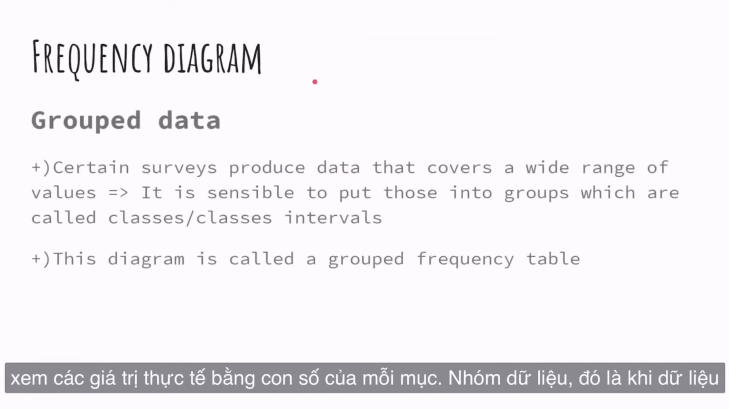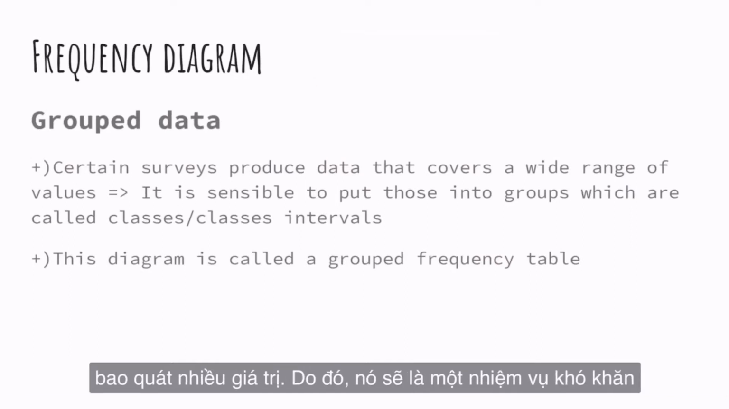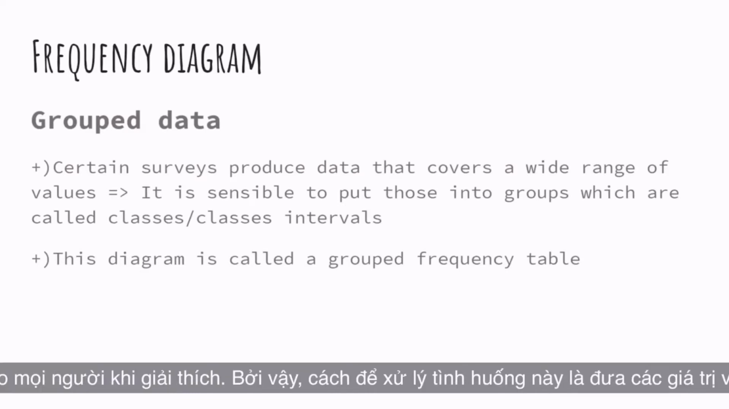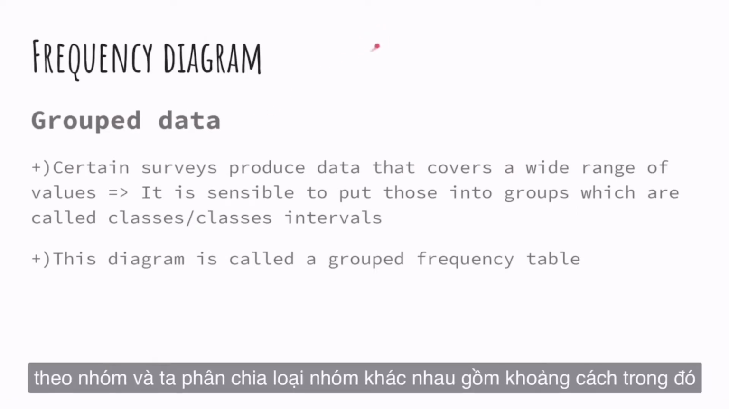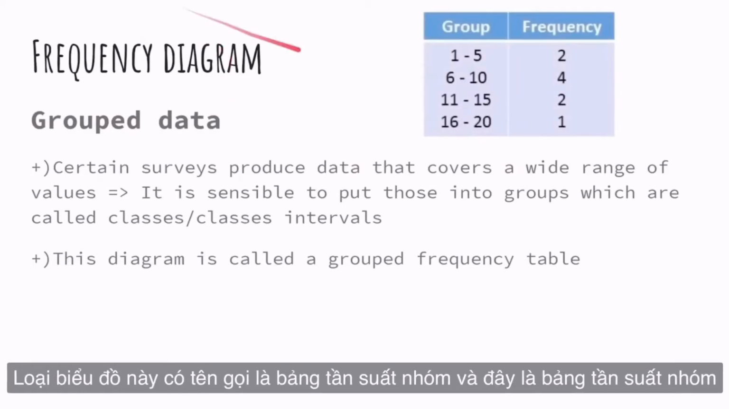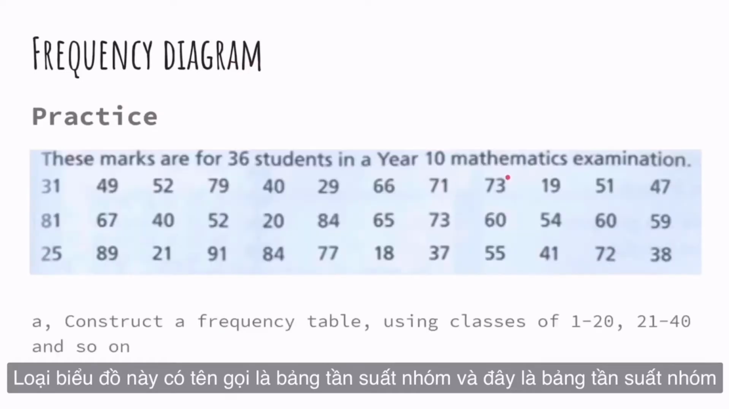Group data. There are situations when data covers a really wide range of values. Therefore, it will be a hard task for people to interpret. As a result, the solution to this is to put them into groups, which are called classes or class intervals. This kind of diagram is called a group frequency table. And here is a group frequency table.